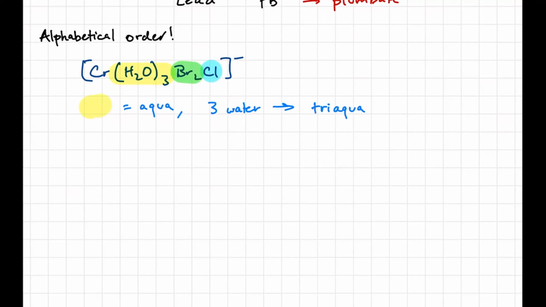And then we can go on to the second one, the green portion. That part is bromine. We change it to bromo. There's 2 of them, so I say it's dibromo. And then finally, for the last portion, that's blue. That is chloro. And there's 1, but we don't really use mono, so you can just stick with chloro.